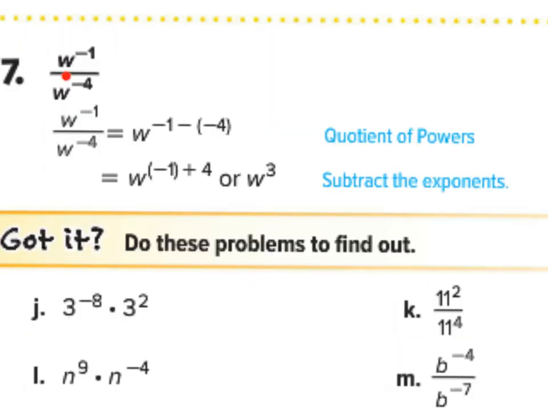And here we have w to the exponent of negative 1, and w to the exponent of negative 4. What will we do with these two? Remember, we're subtracting, so we're subtracting negatives. Negative 1 minus negative 4. What happens when we subtract a negative? Taking away negatives, we add, right? Take away negative, we add. So we have negative 1 and we're adding 4 to it. Negative 1, we add 4, we get 3. W to the power of 3.